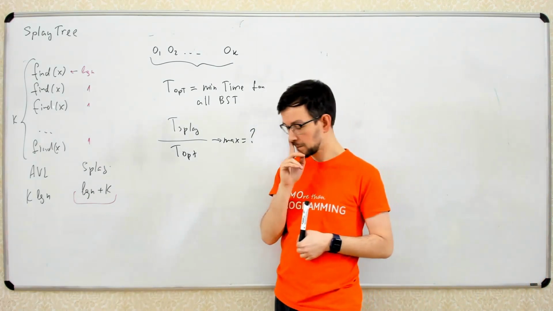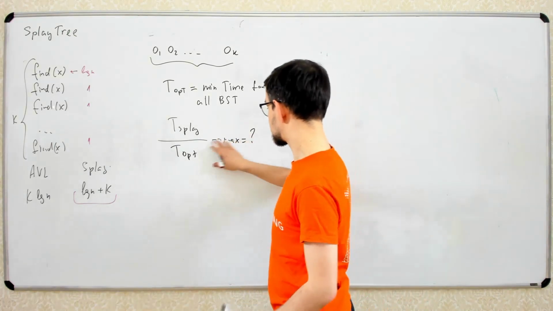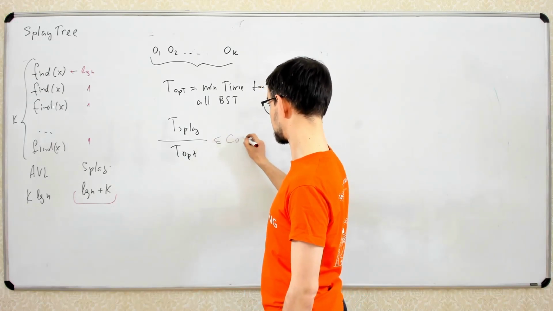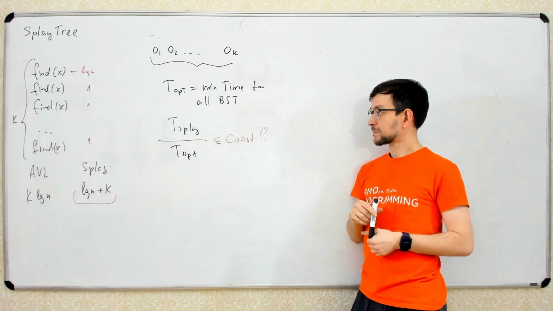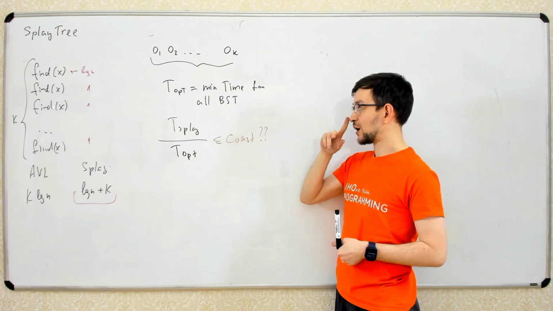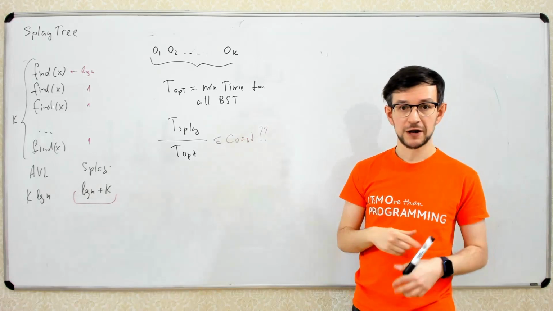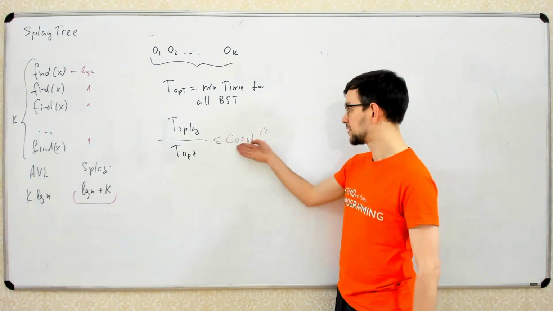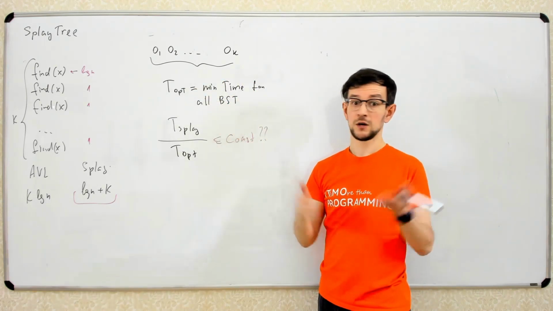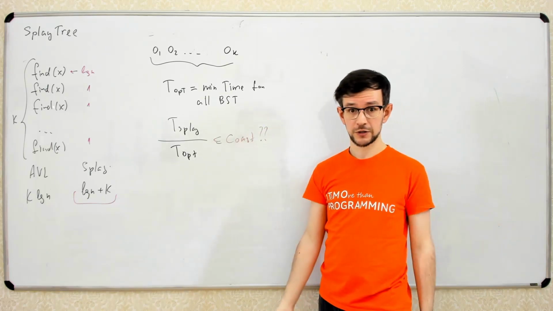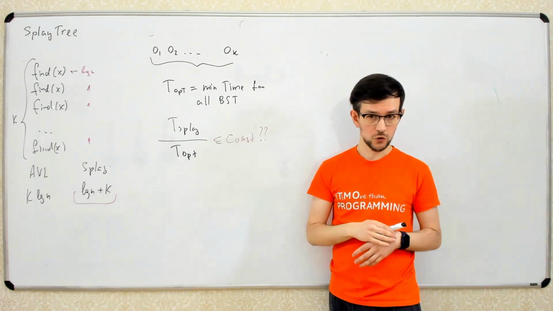What do people know? Actually, there is a hypothesis that this difference is no more than a constant. Why may it be correct? Because there are some special cases. What's the problem? How to prove this? You need to find the optimal binary search tree for some set of operations. We don't know how to find the optimal binary search tree. So it's very difficult to prove.